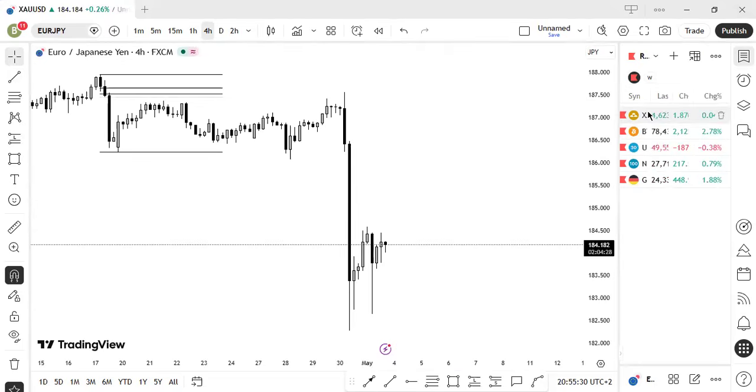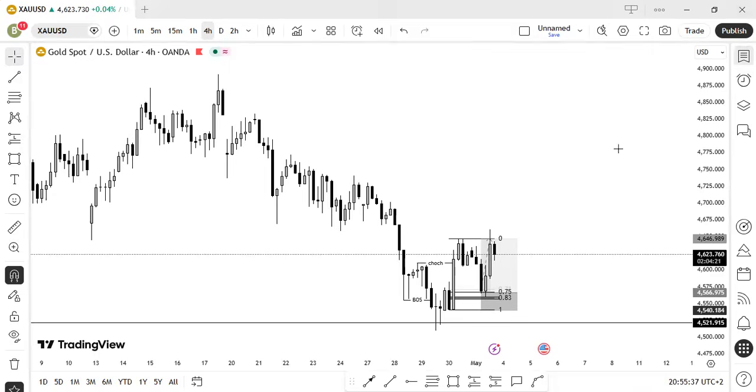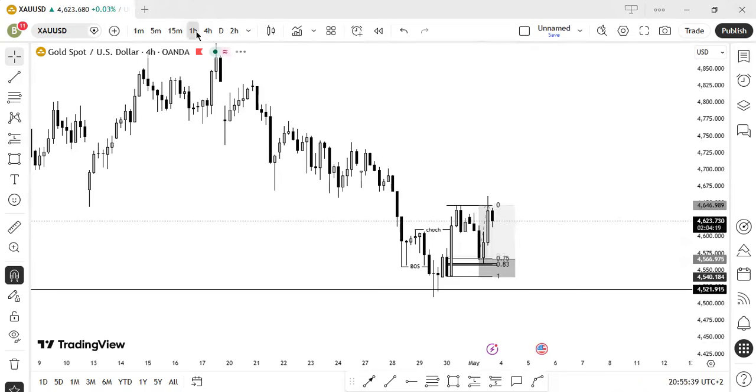So for now, these are the pairs that I'm just gonna be focusing on, especially gold, USDT, and Nasdaq. Those are the ones I look at.